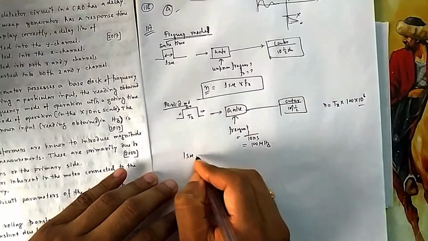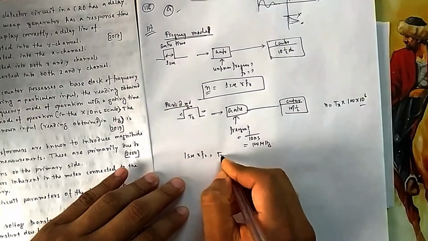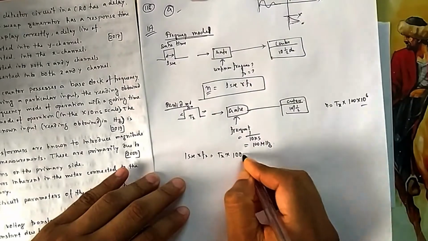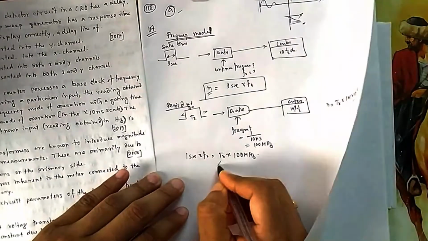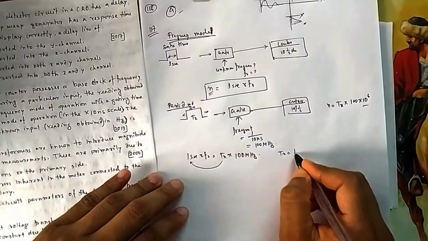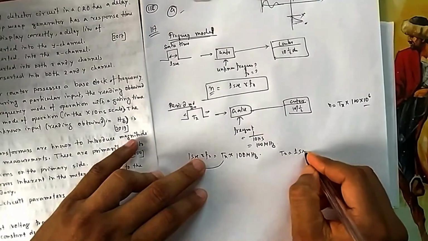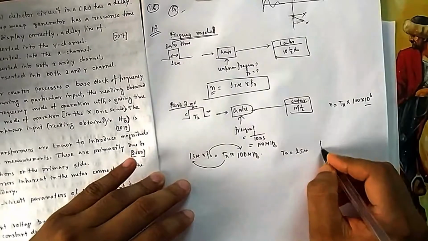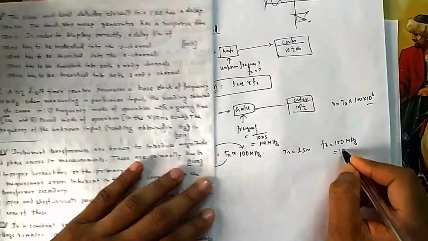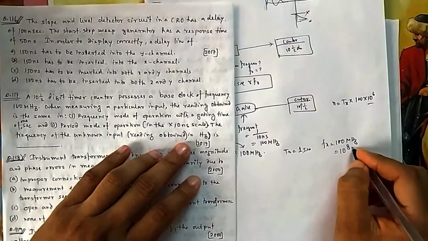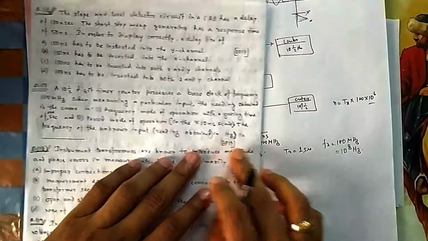So 1 second multiplied by fx is equal to tx multiplied by 100 megahertz. So from here you can say your tx is equal to 1 second. By symmetry you can see, and your fx should be equal to 100 megahertz. So that means, in case of hertz they are asking, it is 10 to the power 8 hertz. But this 10 to the power 8 will not be the answer.